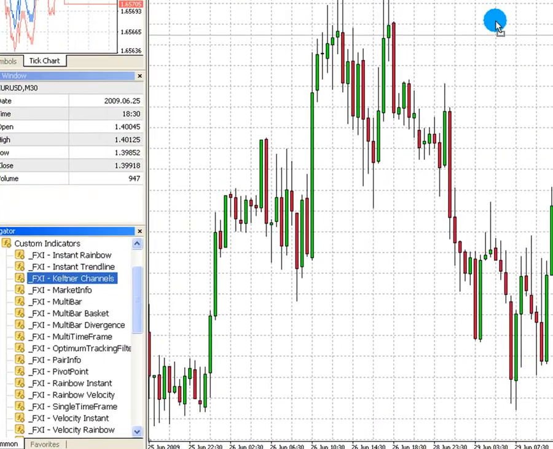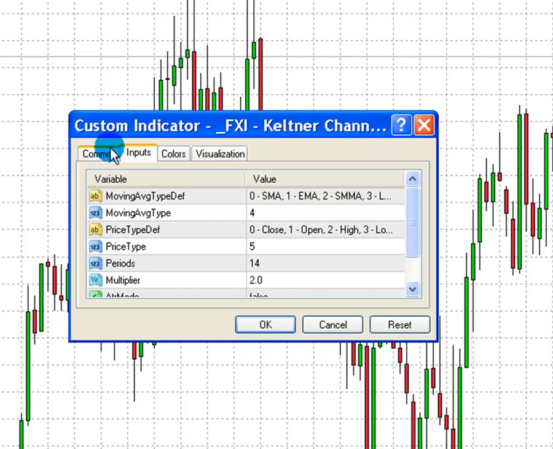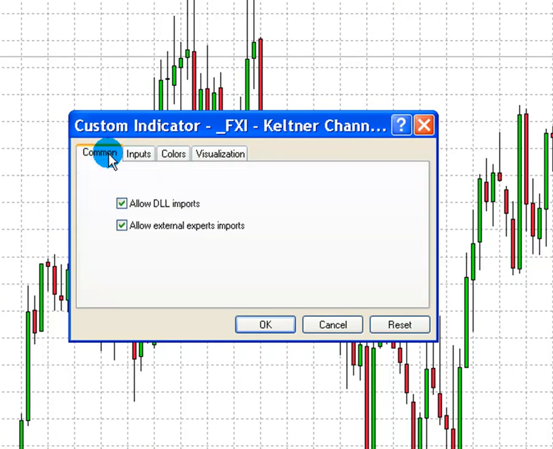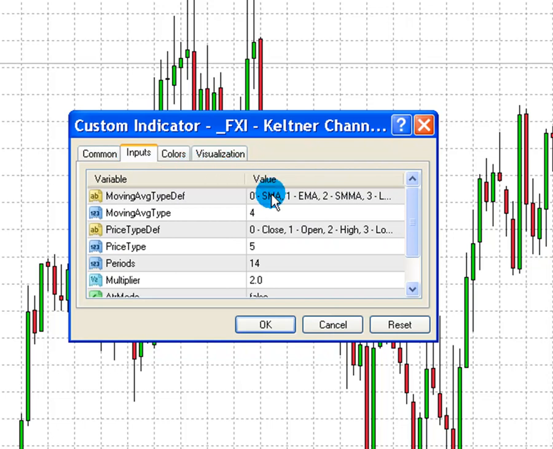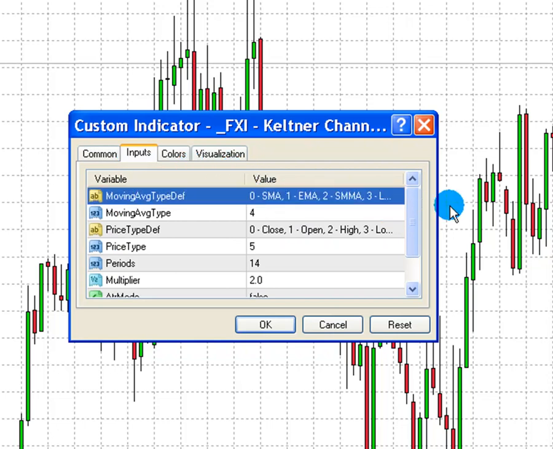Drag Keltner channels onto the chart, and the first thing that comes up is inputs. We'll go take a look at common, because all FX Internals indicators and trading tools need allow DLL imports checked. If it is not, things will just not work. So we make sure that's checked. Then we'll go to inputs and walk you through the various settings.